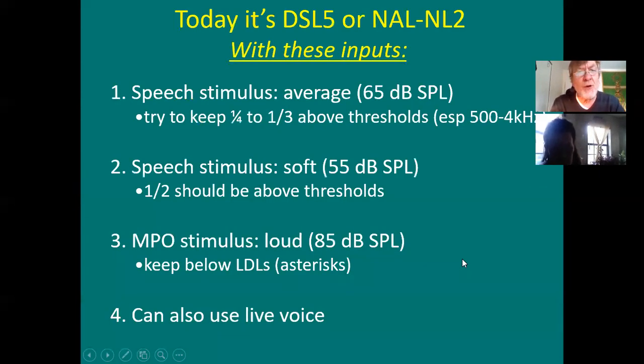It's almost always like that. Anyway, today's DSL-5 or NAL2, that's the main two players in 2018. Basically, you'll see three different inputs. One input at 65, which is the average input. That's the most important.